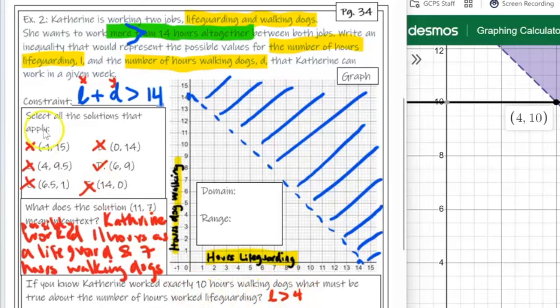All right, so that's example 2. You should be able to do example 1. Let's practice.